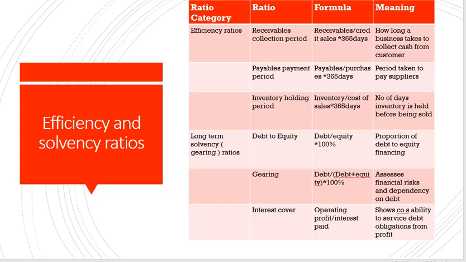Then we have the interest cover. Interest cover looks at the ability of our business to service debt obligations from profit. So the profit that we have, are we going to manage to pay interest on those profits? That's the interest cover. So it's calculated as operating profit over interest paid.